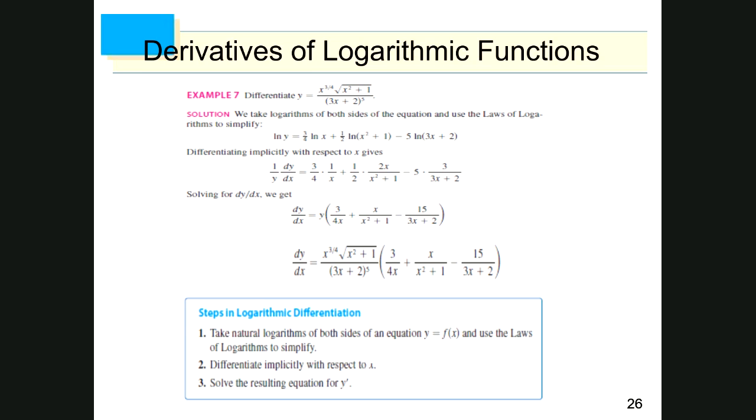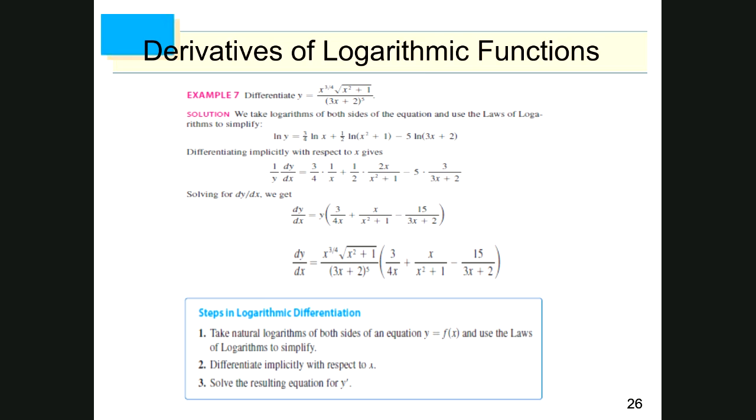And that brings us to one of the most important examples of the day. Guys, this example, I'm not sure if it's very clear. Please go download the PowerPoint slide and look at it. It's example 7 in your textbook. Is y equals x to the power 3 over 4 times square root of x squared plus 1, all over 3x plus 2, all to the power 5.